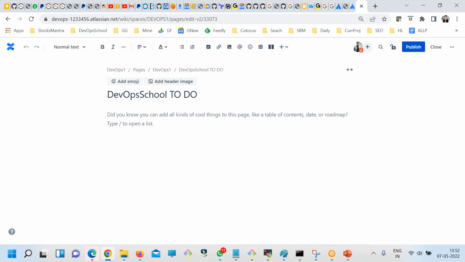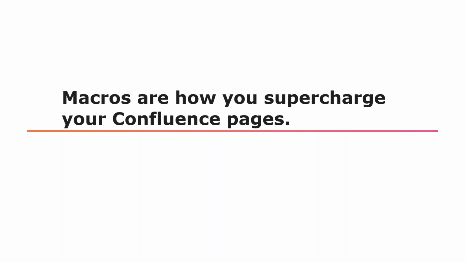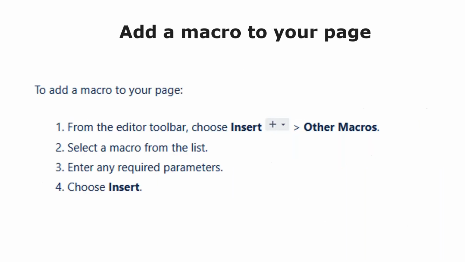So macros is nothing but features, adding up features into the pages. That's what we need to discuss now. Okay, so macros are how you supercharge your Confluence pages. So you can use the macros for changing the format and layout of your pages. You can use the macros for displaying media like videos, audio, and social media content. Collate and organize Confluence pages and blogs in files. Perform actions from the page, such as creating a page from the template and stuff like that. Many macros are there. So I showed you where to get into macros.